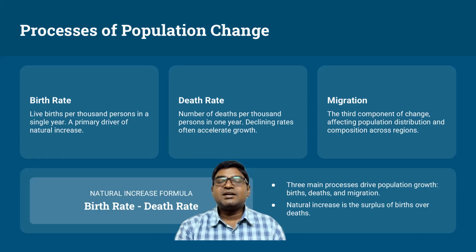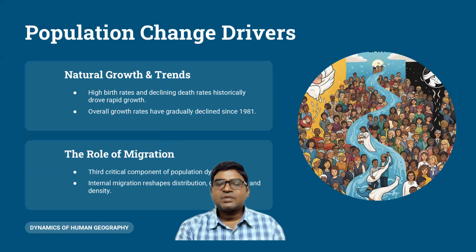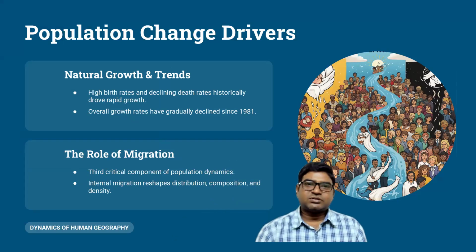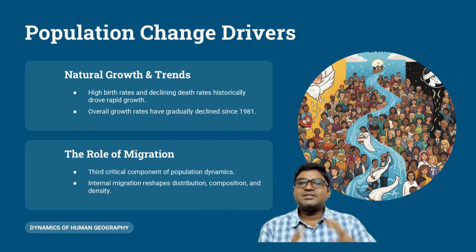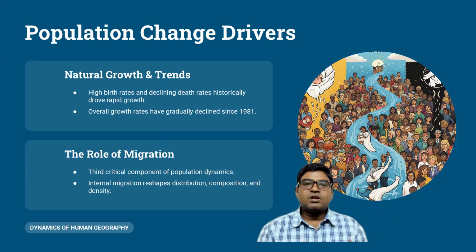Like that we take the factors, and the process of population change happens in three ways: birth rate, death rate, and migration. What are the change drivers? One is natural growth, due to high birth rates and declining death rates. If the deaths are not very high and are declining, the number of the population is going to grow. Overall growth has gradually declined since 1981. Before that, it was very high.